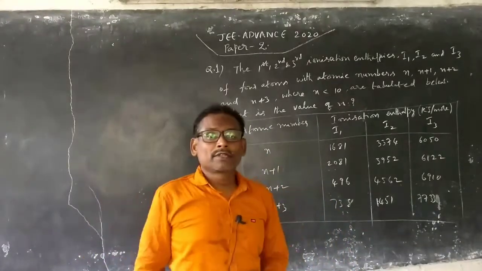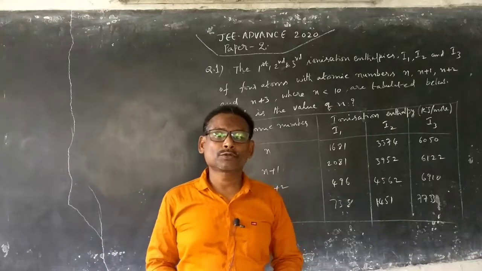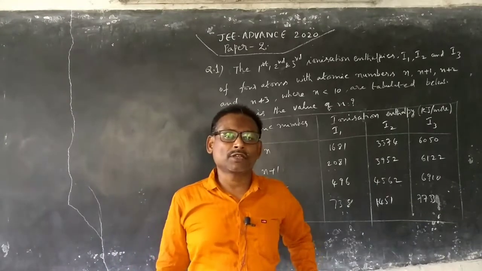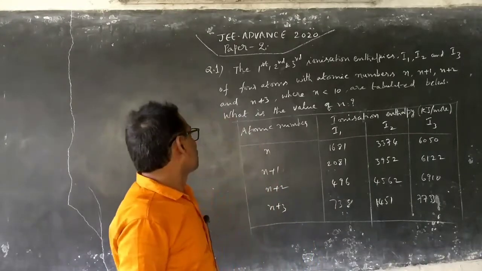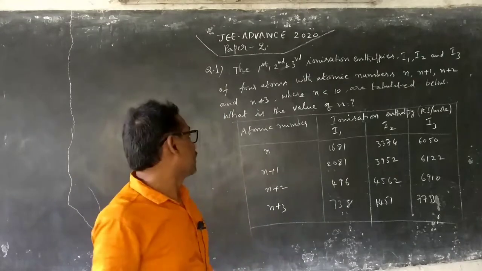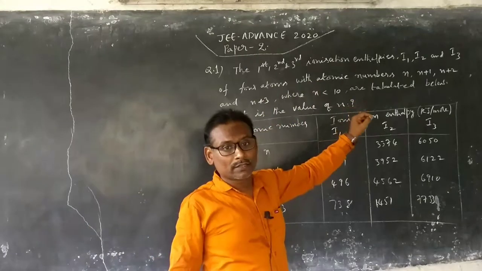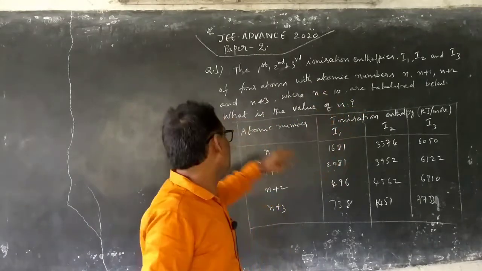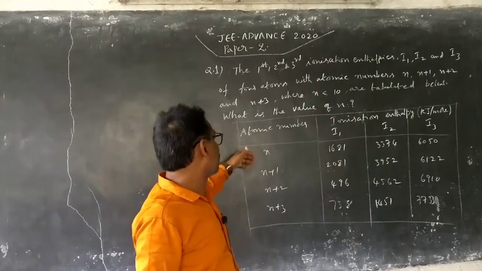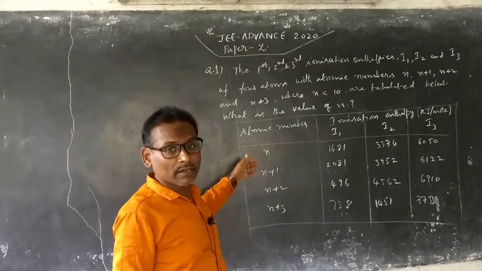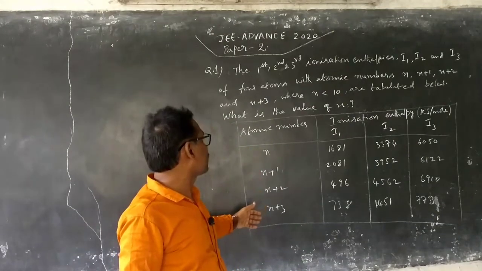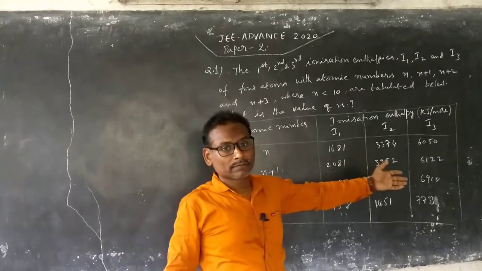Okay, now we are going to discuss JEE Advanced 2020 Paper 2 Chemistry. The first question gives the first, second, and third ionization enthalpies I1, I2, and I3 of four atoms with atomic numbers n, n plus 1, n plus 2, and n plus 3.